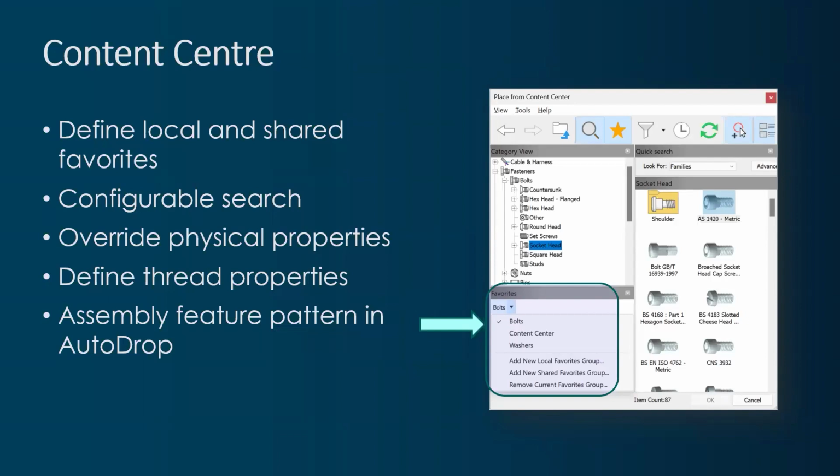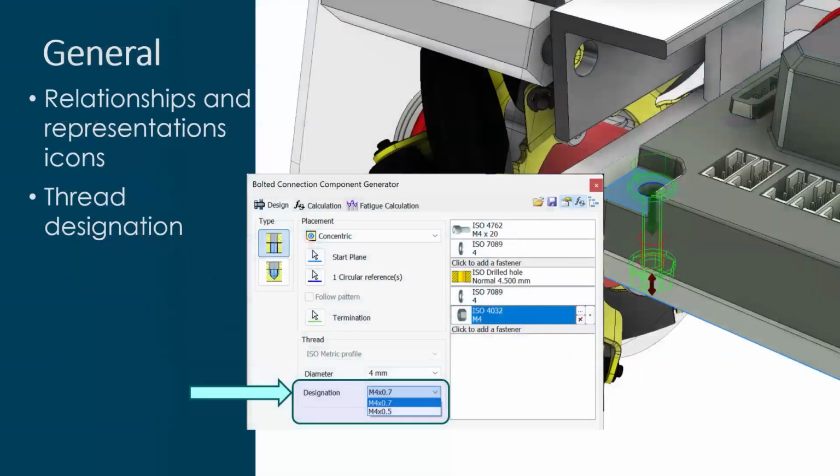As far as bolted connections go, there's a bit of an improvement here in the 2026 version. Previously, what we used to do with this was just specify that it was an M5 thread or an M8 thread or an M10 thread.